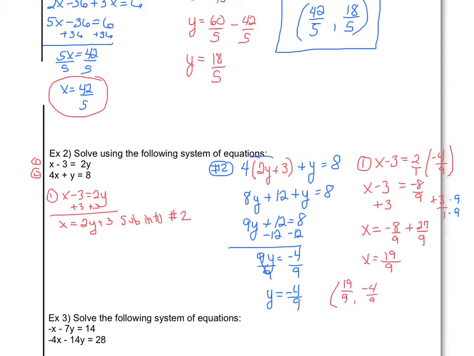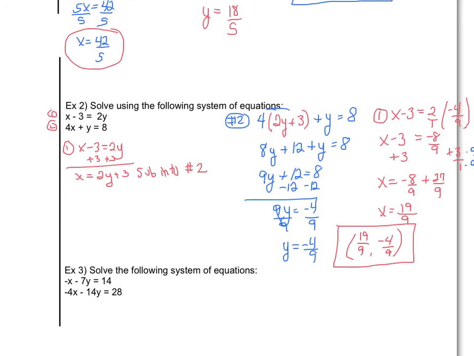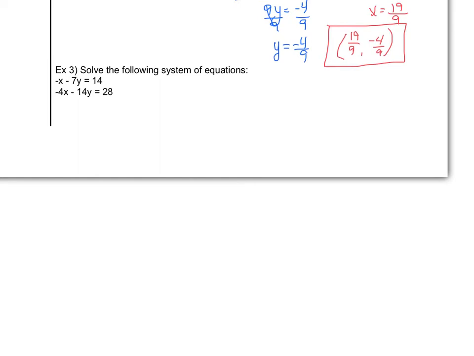So writing my answer as a point, x comma y, I get 19 over 9, comma negative 4 over 9. So again, if I were to look at the graphs of these two equations, they would intersect at this point. Also, if I were to plug this point into both equations, I would notice that it gives me a true statement for both. Finally, moving on to example 3. Again, this would be an excellent one for you to pause the video, try it on your own, then unpause the video to see how you did.